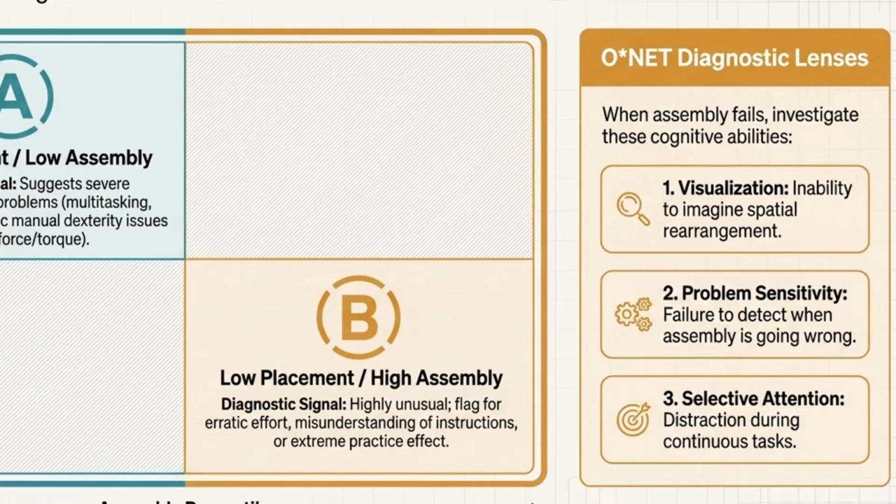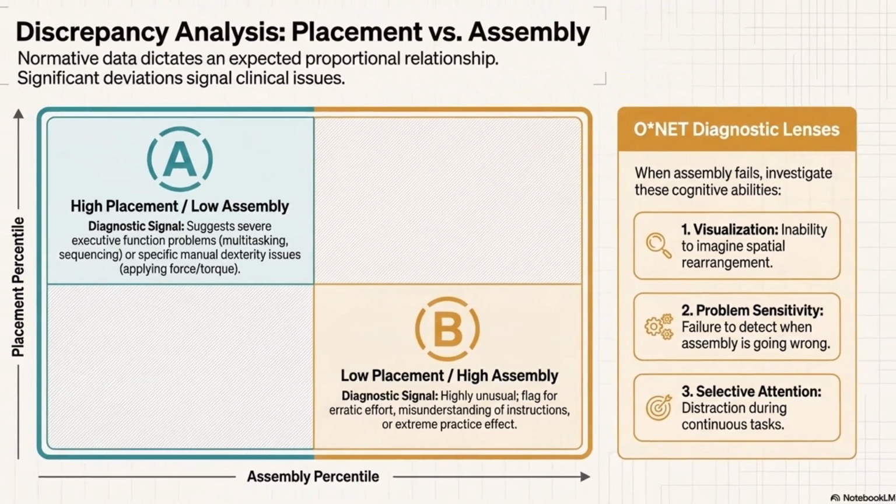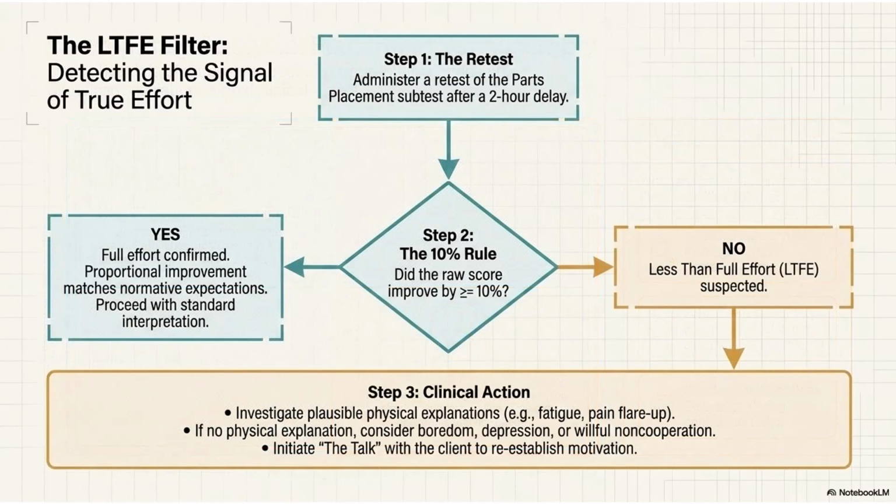Is it a problem with visualization, the inability to imagine spatial rearrangement? Is it problem sensitivity, failing to notice when the assembly is going wrong? Or is it selective attention, getting distracted during the task? This brings us to one of our most important tools, the LTFE, or less than full effort filter.